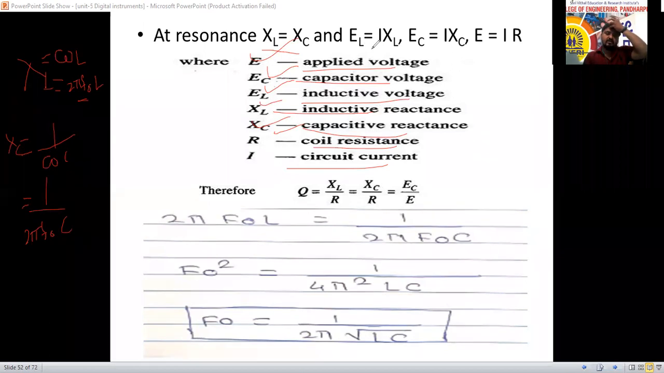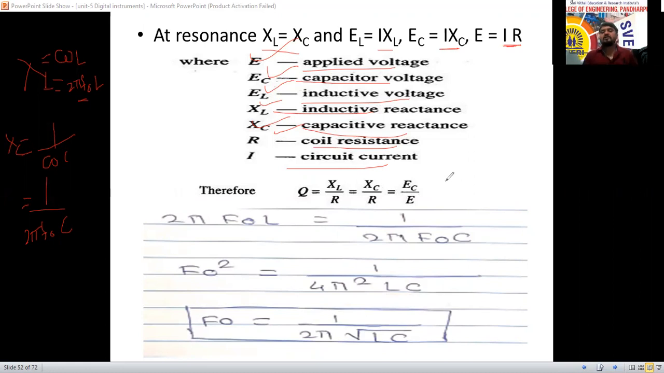At the resonance condition, that is XL equal to XC, the voltage drop across the inductance is IXL. The voltage drop across the capacitance is IXC. The voltage drop across the resistance is IR. V equals IR, you know this formula? Yes, that is according to Ohm's law. So IR equals V, the voltage drop across the resistance, IXL is the voltage drop across the inductance, and IXC is the voltage across the capacitor. That one we have written here.